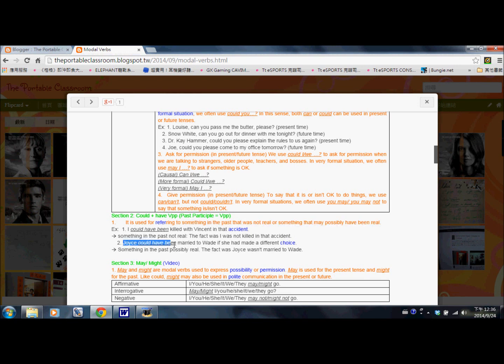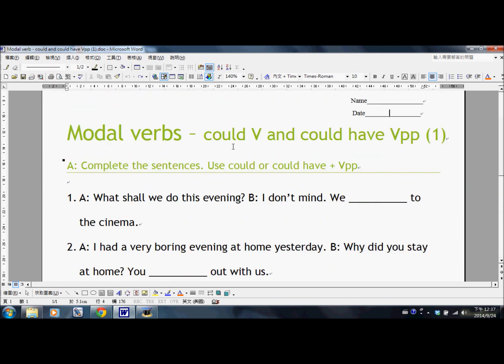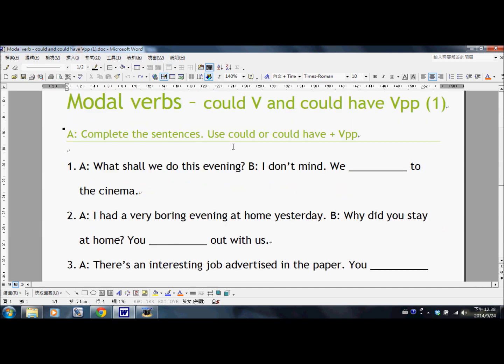Number two, Joyce could have married Wade if she had made a different choice, but the fact was Joyce wasn't married to Wade. So something in the past that could possibly be real, but it is not real. Alright, now let's go back to the exercise itself. A. Complete the sentences using could or could have with verb past participle.